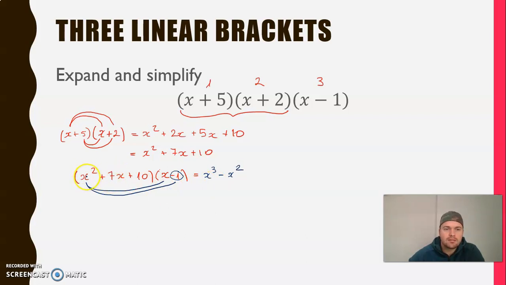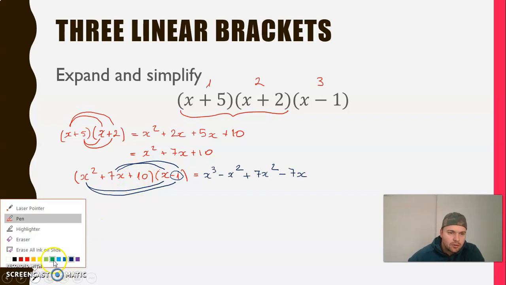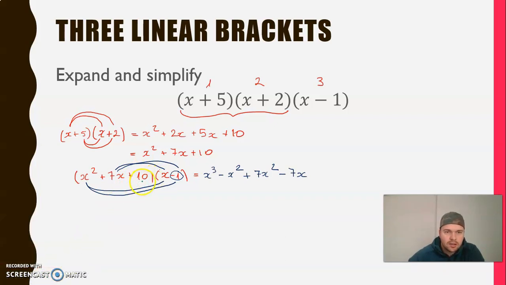And that's it with this first term. We now have to multiply 7x by x minus 1. 7x times x is 7x squared. Now 7x times minus 1 is minus 7x. And the last bit is this 10. 10 times x is 10x, and 10 times minus 1 is minus 10.